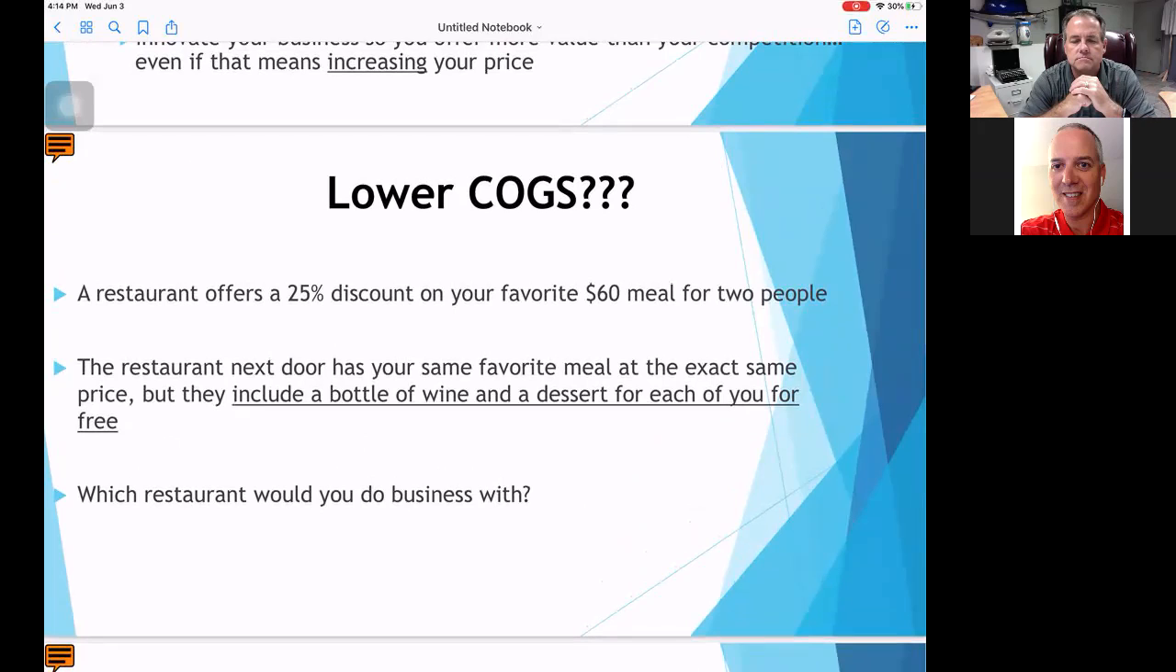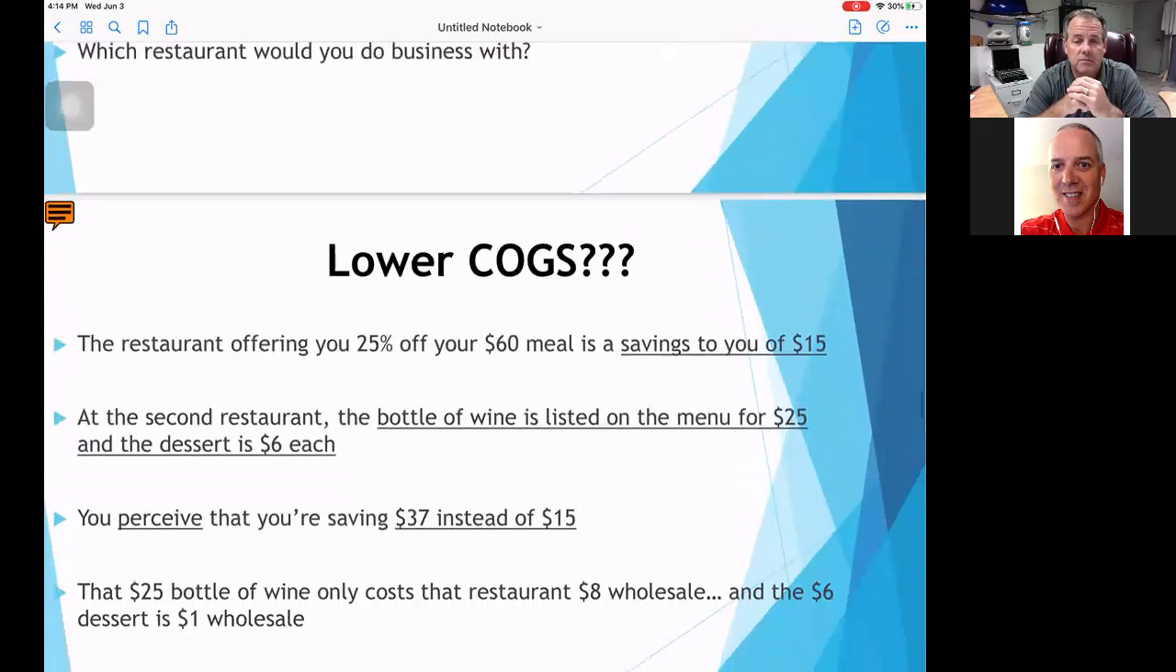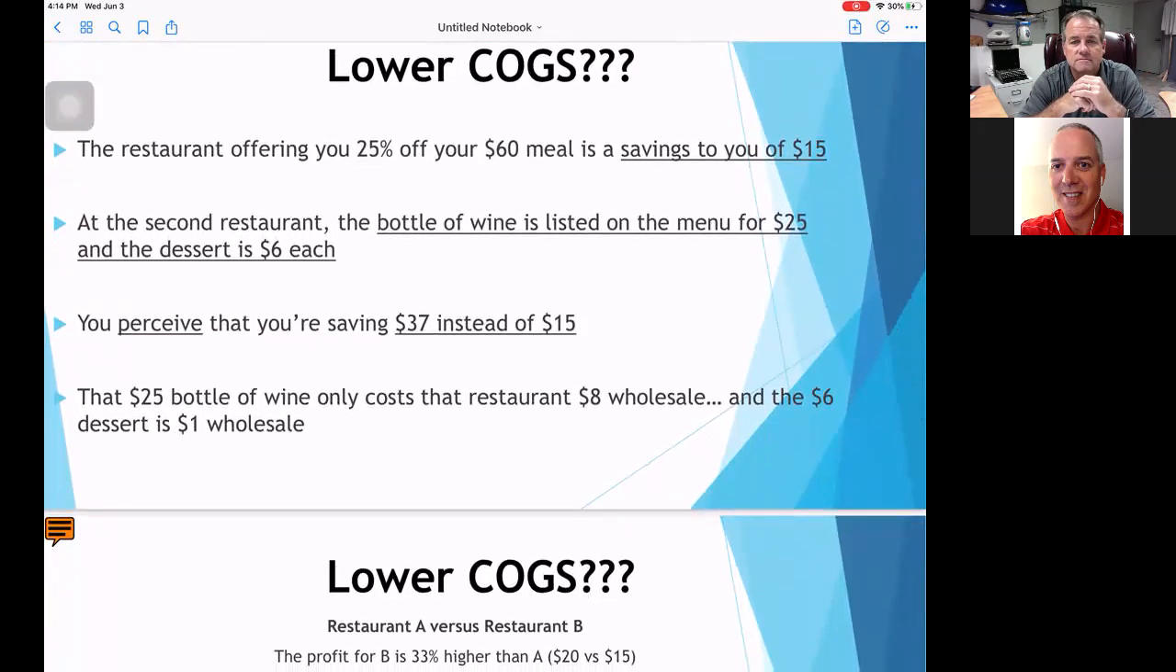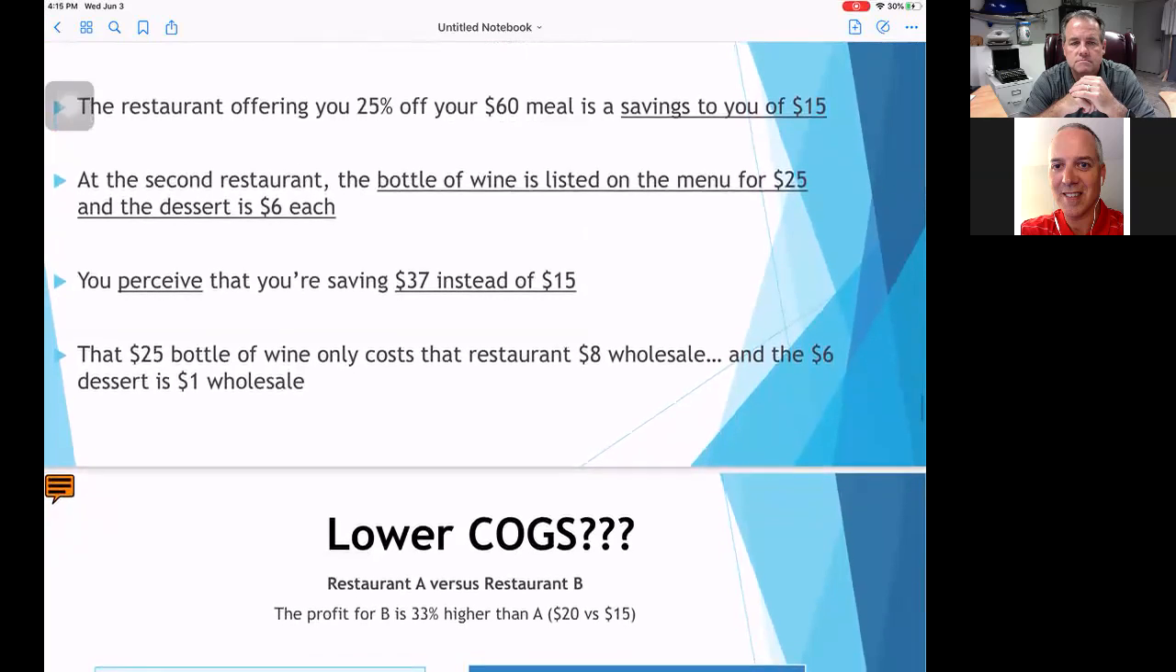So if you want to take your wife out to a nice meal, do you want a 25% discount, or one that includes a bottle of wine and dessert? I think you go for the bottle of wine and dessert. The bottle of wine is listed for $25 on your menu, and the desserts are $6 each, but your cost is only $6 for the wine and $1 for each dessert. So total cost of $8. But your perceived value is the bottle of wine, $25, plus the two desserts, $12.